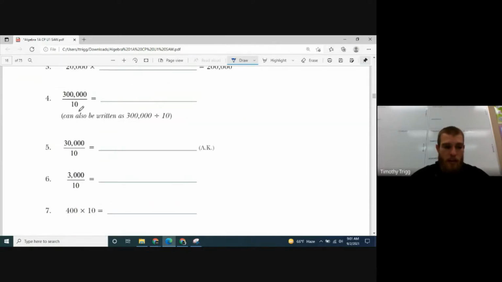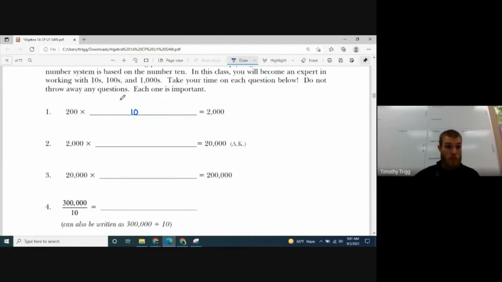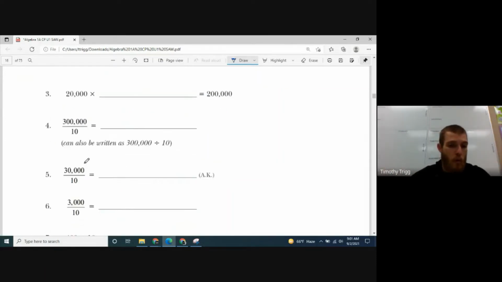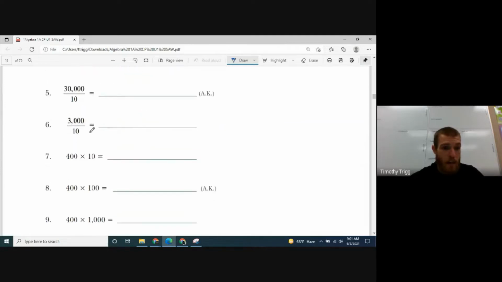Now next here, we're dividing. Well, this is kind of similar, right? When you multiply by 10, as we've shown with the problems above, you just add a 0. What about when you divide by 10? When you divide by 10, you take away a 0. So 300,000 divided by 10 is going to be 30,000. This had 5 zeros, but then we take away a 0 because we're dividing by 10. That gives you 30,000, so 4 zeros. See if you can do number 5 and number 6 on your own.